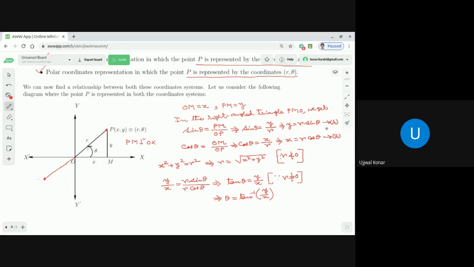So dear students, these are very important observations. Y is equal to r sine theta, x is equal to r cos theta, r is equal to square root of x square plus y square, and theta is equal to tan inverse of y by x. These are very important observations.